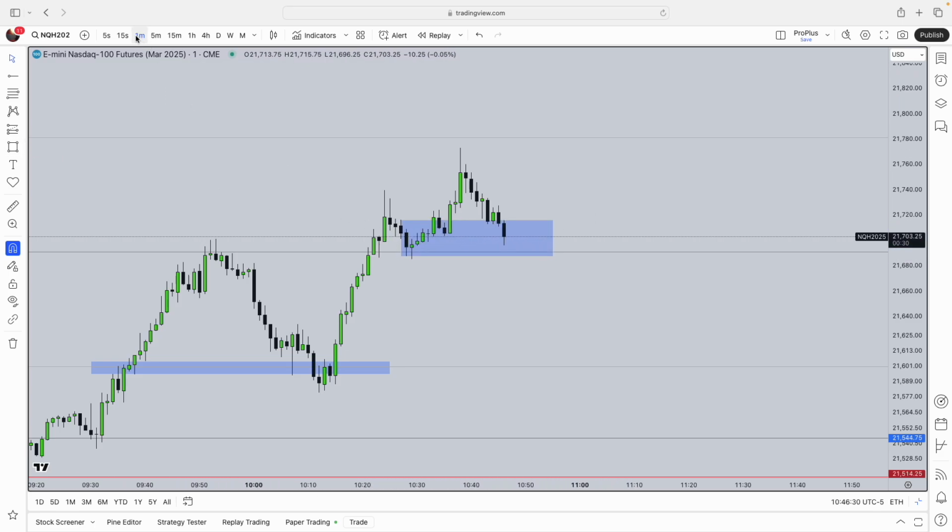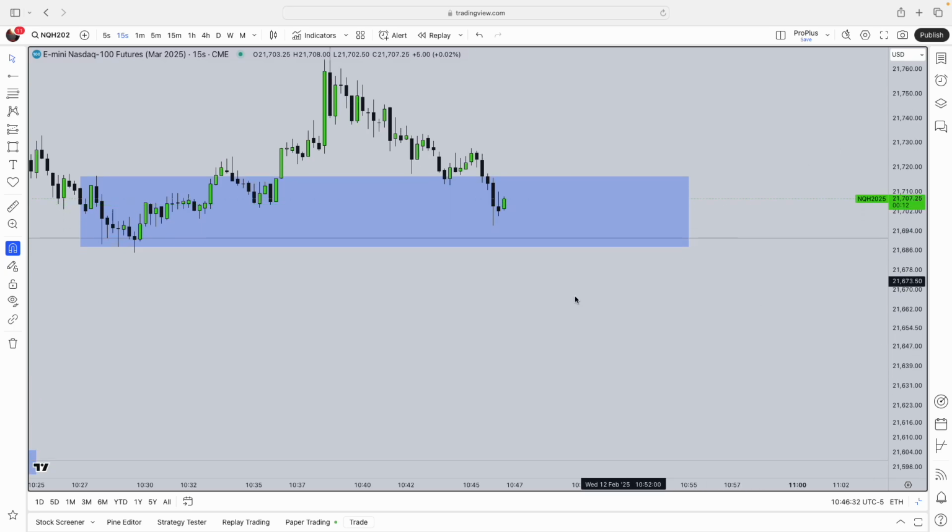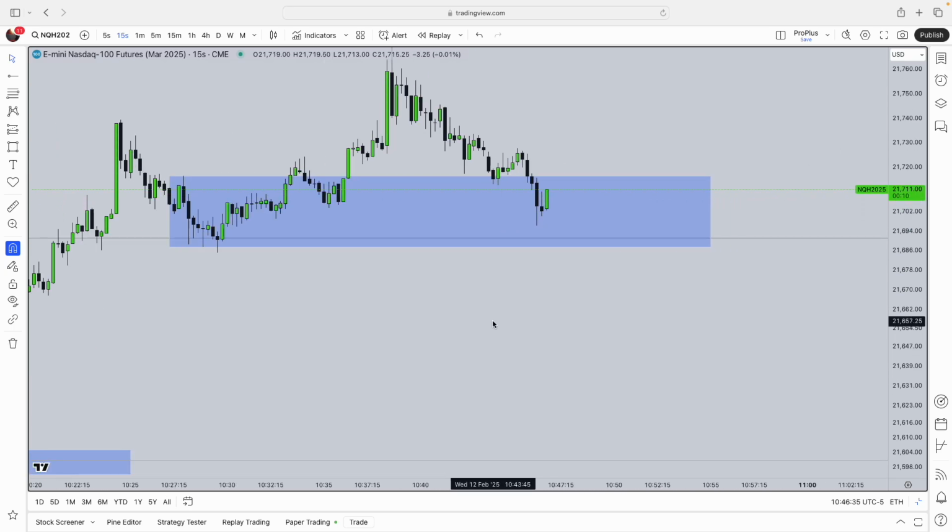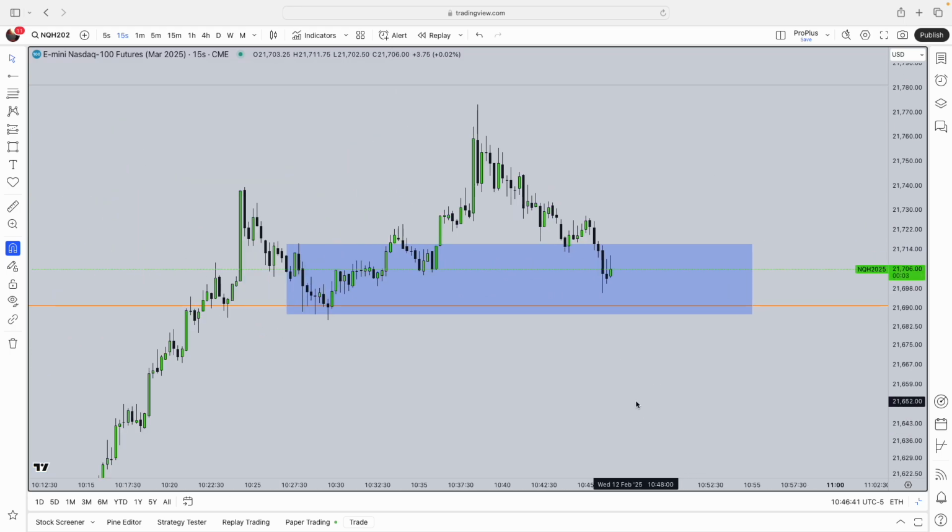This is a bullish order block, okay? So now I'm just going to look for the breaker inside the bullish order block. It's a bullish order block because it's inside the discount here. So I'll stay with you live.